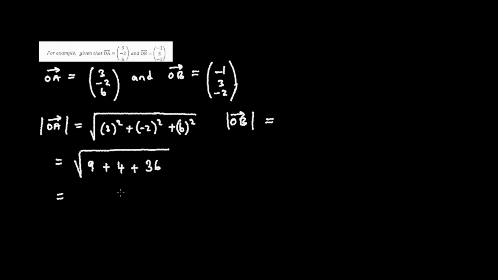So here we are saying 9, 10, 11, 12, 13. When we add 36 plus 13, 6, 7, 8, 9, we get 49. So this is equal to the square root of 49, which then is equal to 7.